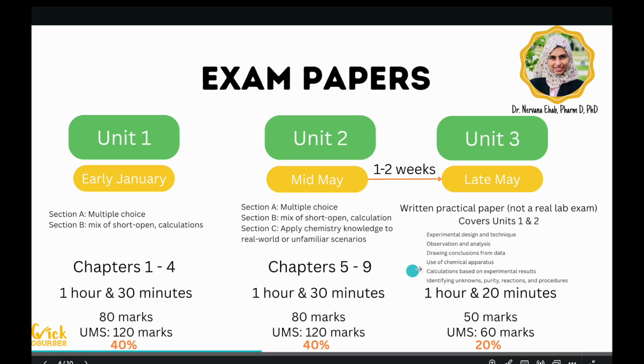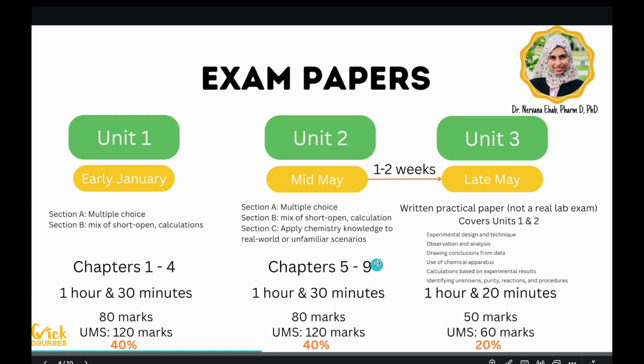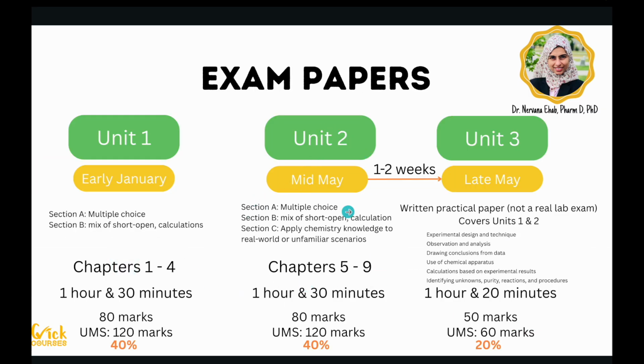So I do show you what this UMS means. It's called Uniform Mark Scale. Unit 2 has 3 sections. Section A is again multiple choice. Section B is the same thing, also a mix of written questions and calculations.